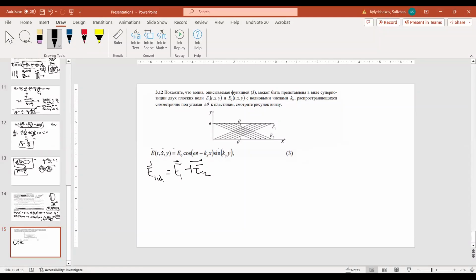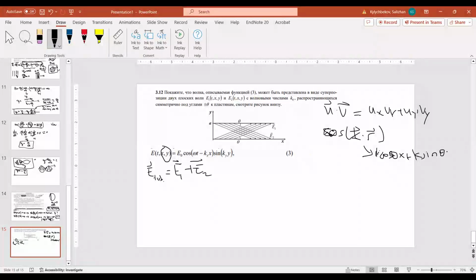The only thing is, in terms of x and y, you remember u dot v is equal to ux vx plus uy vy, the scalar product. So cosine of k dot r turned out to be what? k cosine theta times x plus k sine theta times y.